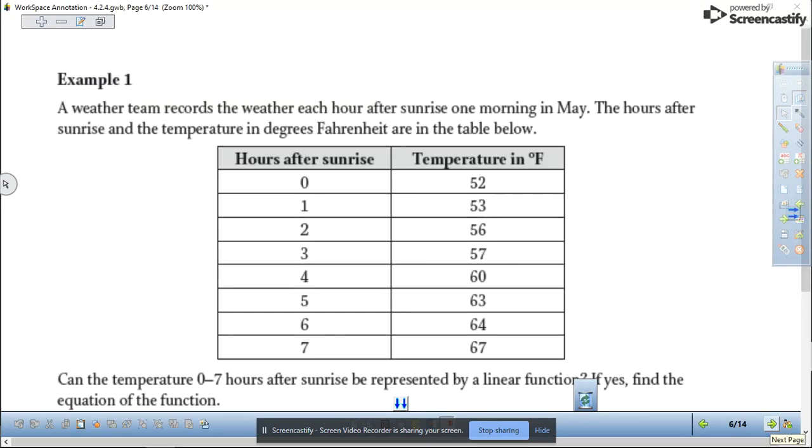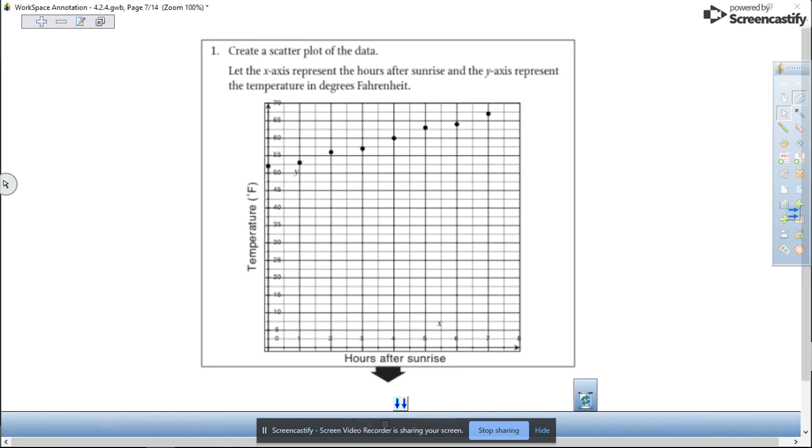But let's jump right into an example. So a weather team records the weather each hour after sunrise one morning in May. The hours after sunrise and the temperatures in degrees Fahrenheit are shown in the table below. So there's your table. Can the temperature 0 to 7 hours after sunrise be represented by a linear function? If yes, then write the equation of the function. So the first thing you want to do is graph it, okay, which I've already done here.